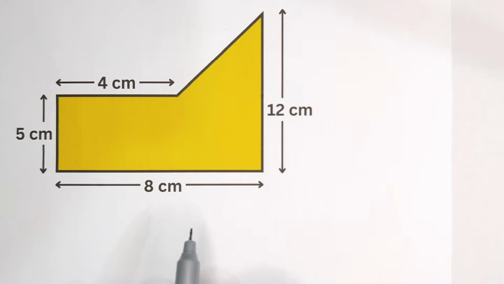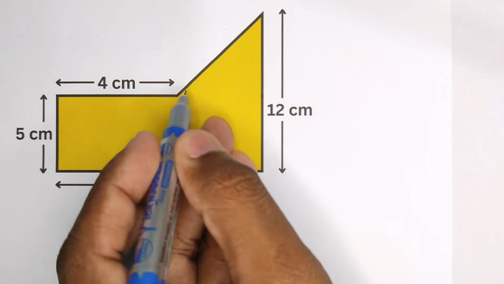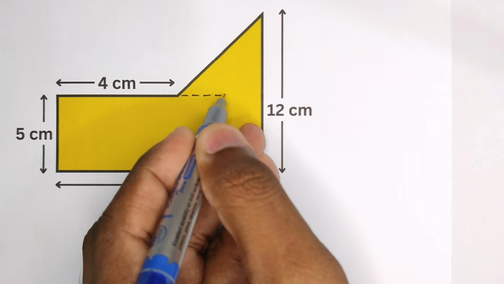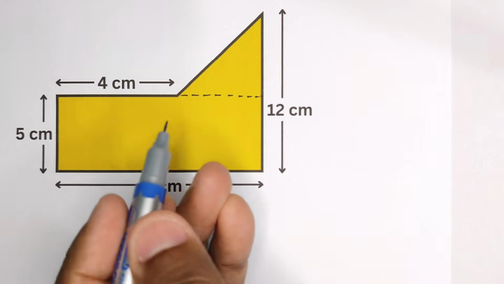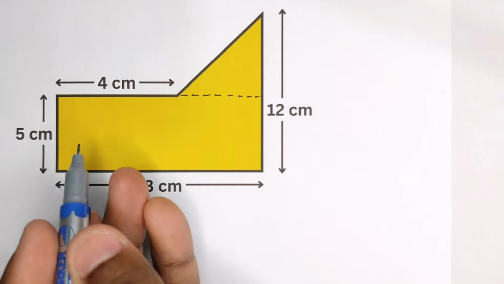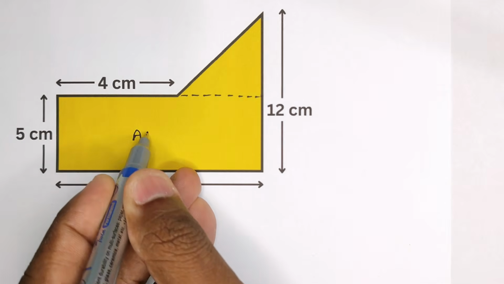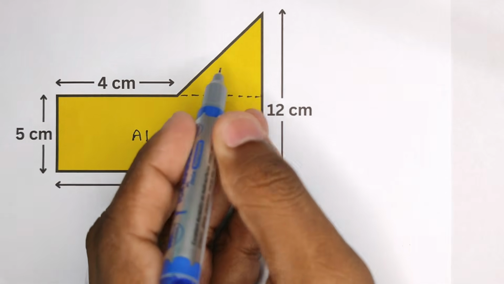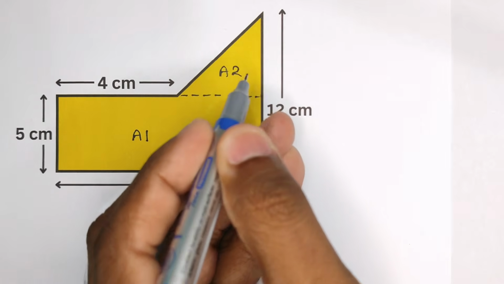Alright, let's get started. The trick to solving this problem is extending this line right here. Once we do that, we can see the figure splits into a rectangle and a triangle. I'm going to call the area of the rectangle A1 and the area of the triangle A2.